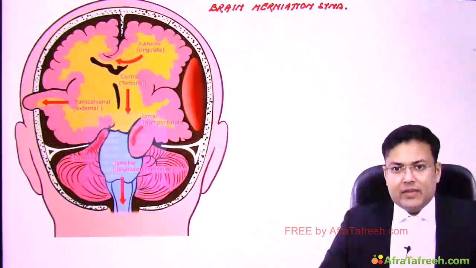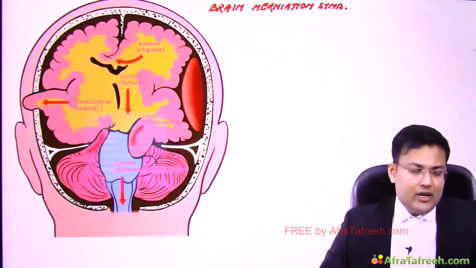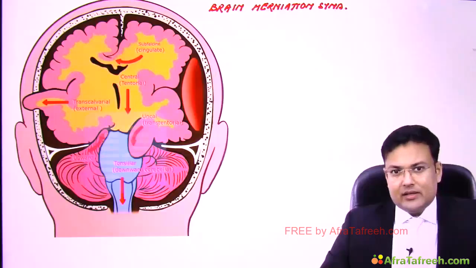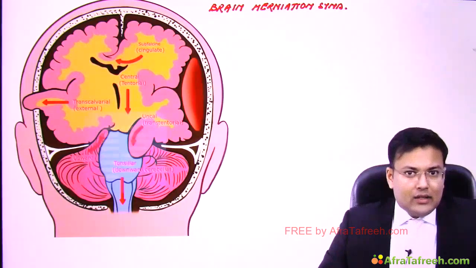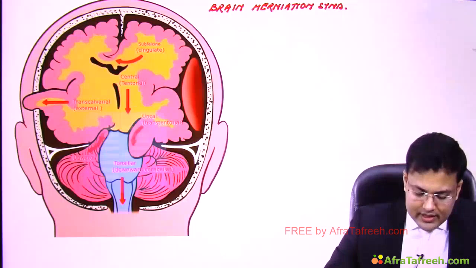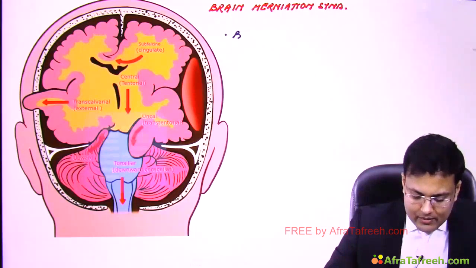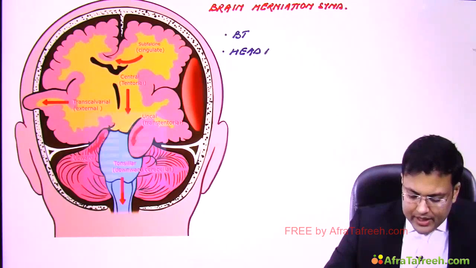Now we are going to discuss brain herniation syndrome. So what is the cause of brain herniation? See, there is increased intracranial tension. So what are the causes which are responsible for raised intracranial tension? Here you can see that it can be because of brain tumor, head injury, or stroke.